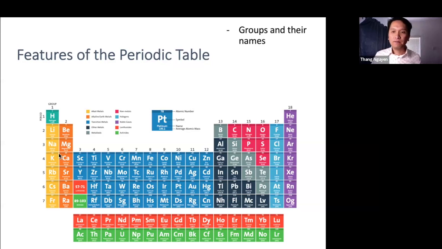Okay. That's the columns. Now the rows are known as periods. And in the previous slides, I talked about why it's called a period, because of the recurring pattern. So every time it repeats itself, that's another period. So you go down to the next row, basically.